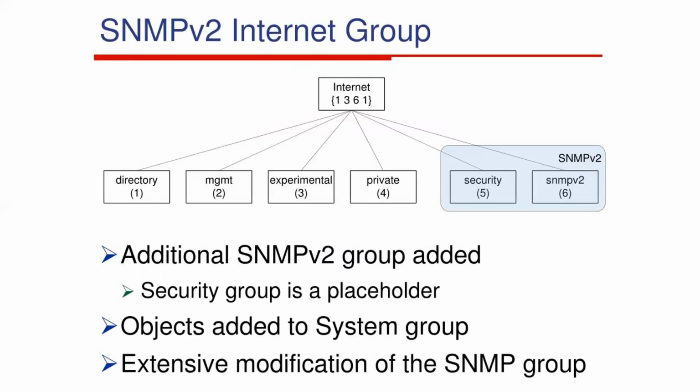Then the SNMP version 2 internet group. From that internet group, we are going to classify into 6 different things: directory, management, experimental, private, security, and SNMP version 2. It's all additional version 2 added. Objects added to the system group, and extensive modification of the SNMP group. These are all the internet groups.